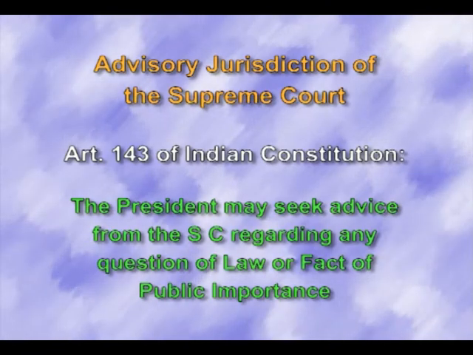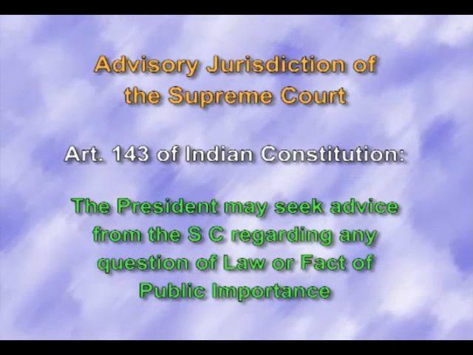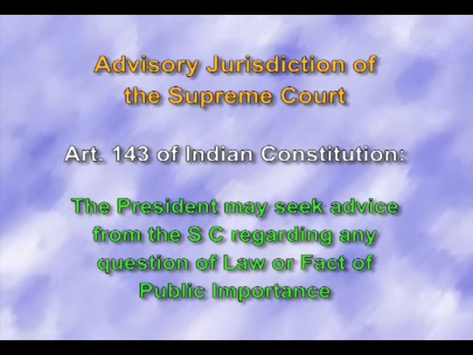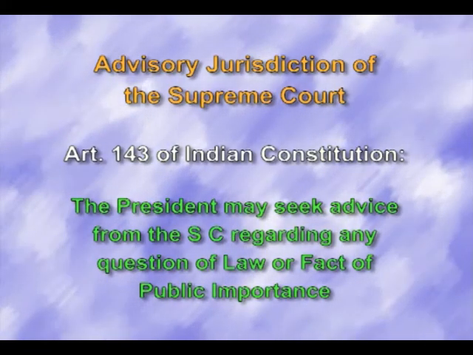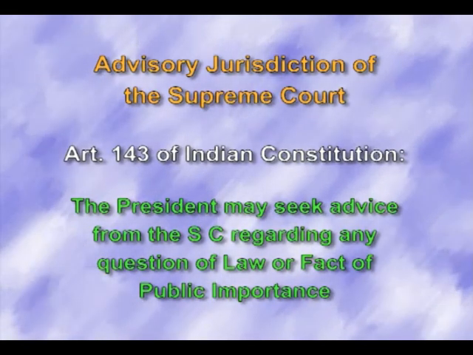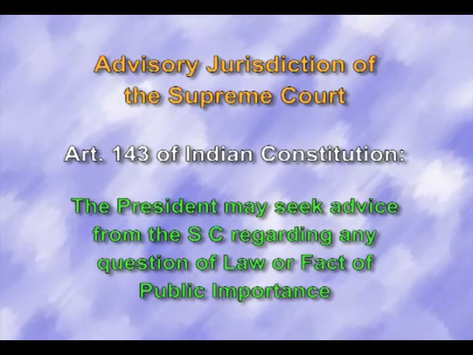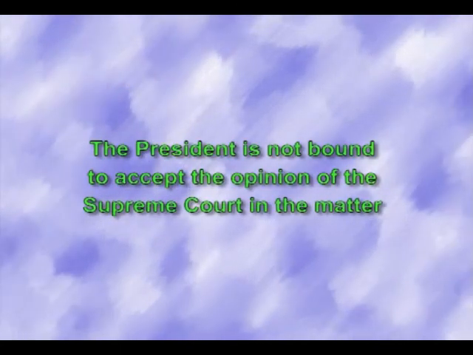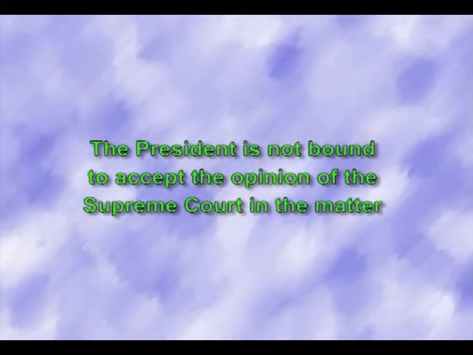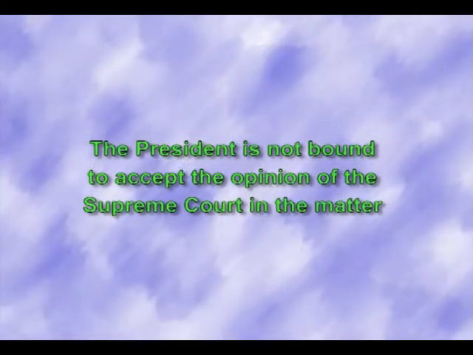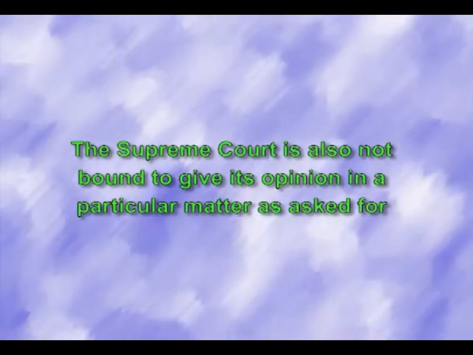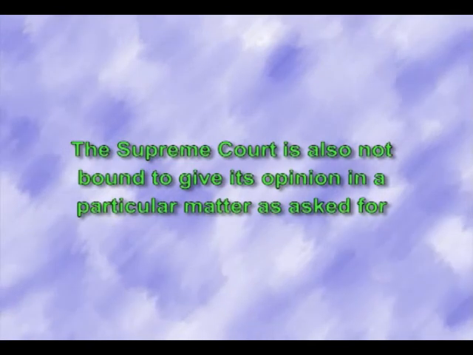Finally, the Supreme Court has advisory jurisdiction. In its advisory jurisdiction, it can be found in Article 143. The Constitution states that the President may seek advice from the Supreme Court regarding any question of law or fact of public importance. The Supreme Court may send the advice to the President as asked for. However, the President is not bound to accept the opinion of the Supreme Court in the matter. It must be pointed out also that the Supreme Court is also not bound to give its opinion in a particular matter as asked for.